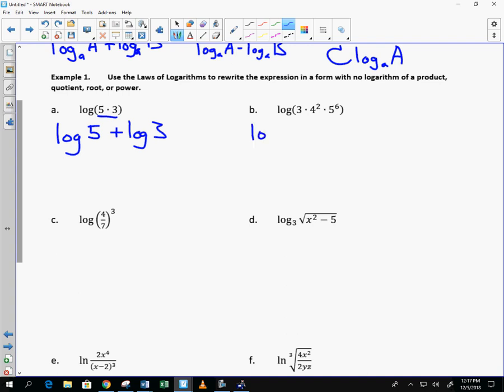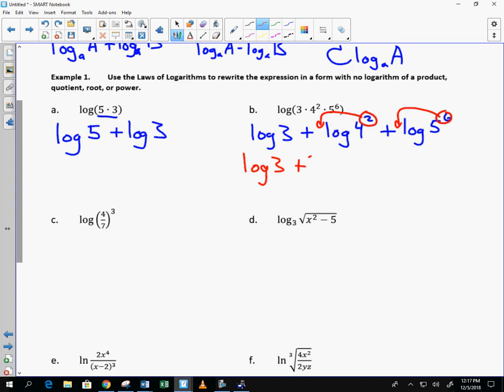Next one, log of 3 plus log of 4 squared plus log of 5 to the 6th. That's the first step, but it's not simplified because you can't have a quotient, root, or power. Does anybody know what I do next? Very good. These dump here, and this dumps here. Now you have log of 3 plus 2 log of 4 plus 6 log of 5.